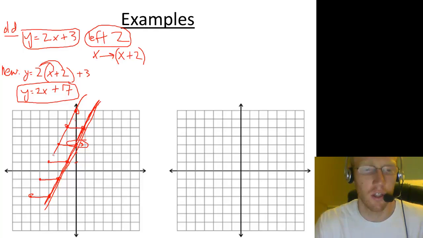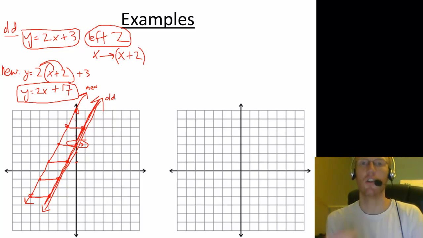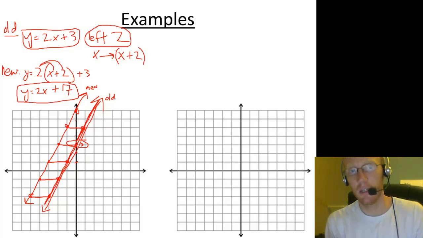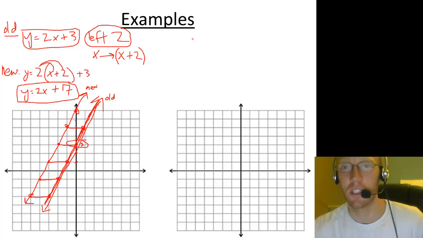And so if I draw this line through here, we should put arrows on the end of our lines to show that they go on forever, and we should label this one new, and we should label this one old. So you should always have an old equation, a new equation, what you did, an old line, and a new line. Those are the 5 key aspects to any of these kinds of graphs. Okay, let me do one more example.